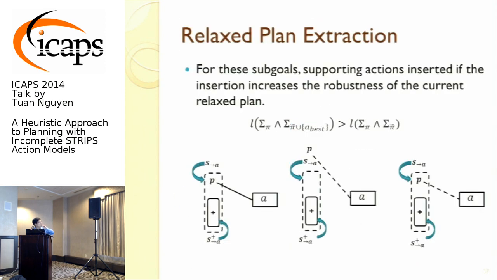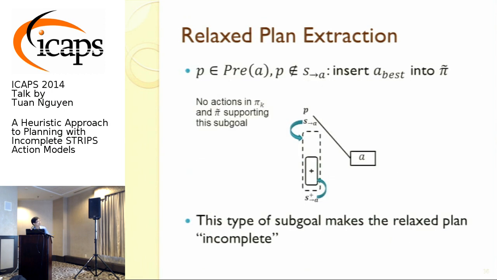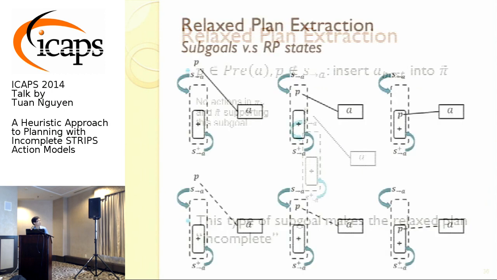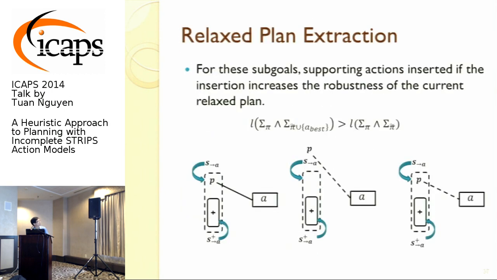One thing I just want to mention, because I think I am out of time, is that during the extraction of the relaxed plan, we only insert an action if that insertion increases the robustness of the current relaxed plan. This is the way that we balance between the robustness and the reachability.